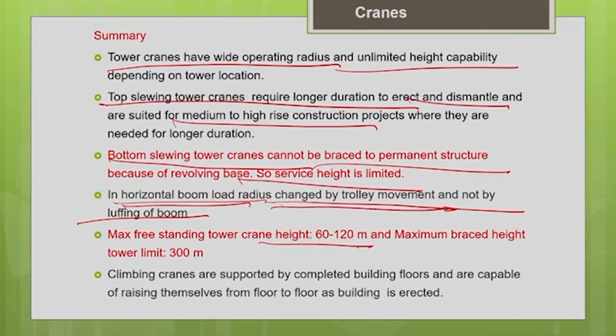One thing you have to note is that the maximum free standing height permissible is 60 to 120 meter. Beyond 120 meter, we have to brace the crane to the nearby structure. It has to take support from the nearby structure to transfer the overturning moment due to wind and other loads. Even with bracing, I cannot go beyond 300 meter. The maximum braced tower height limit is 300 meter.